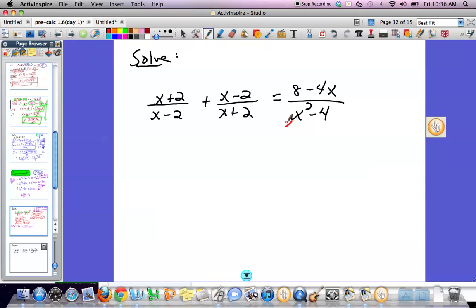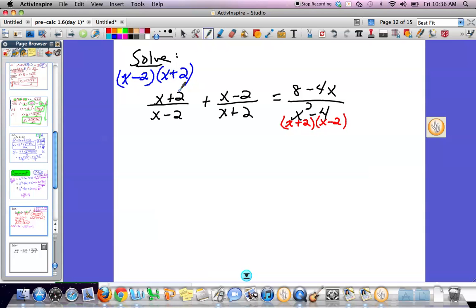I'm going to first want you to recognize that this is a difference of 2 squares. You know that, or you should know that if we're in pre-calculus. If not, I'll review it, just like completing the square. If we need more, we'll go over it. We're going to clear the equation of fractions. That means we're going to multiply every term by x minus 2, x plus 2.